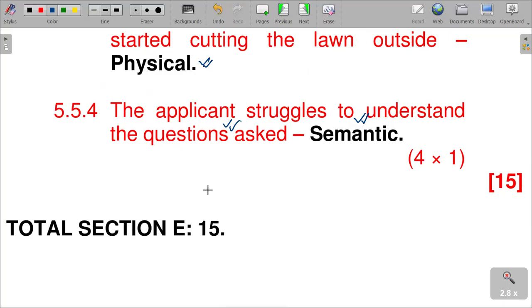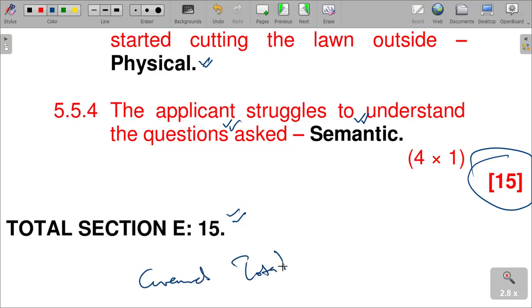Thank you so much for your time. Section C is 15 marks. I actually want you to understand that this is a full paper, and all the best, the grand total is 100 marks.